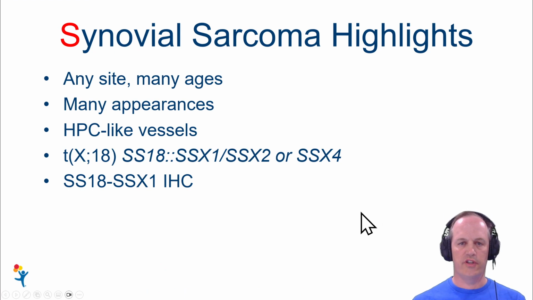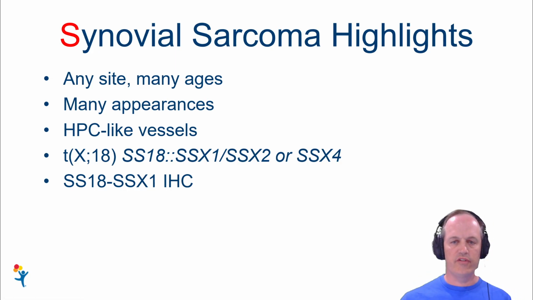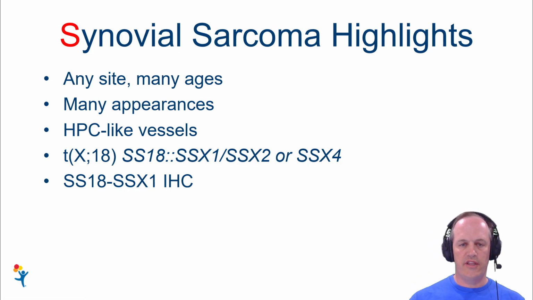So the highlights for synovial sarcoma. You're going to see this at any site in a lot of different ages. It can have a lot of histologic appearances. That hemangiopericytoma-like vascular pattern is super helpful. The fusion is also very helpful because it's essentially definitional. And because the fusion is so common, the immunostain is very, very, very helpful.